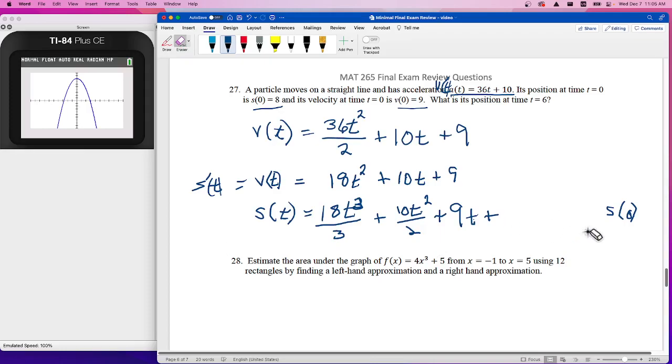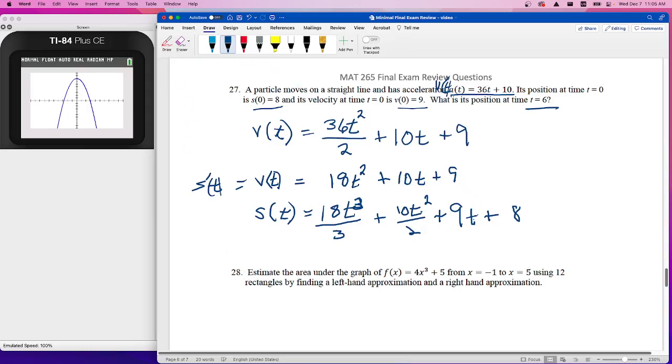So again, let's save ourselves a little space. You'll see why I don't like t's. My t's often look like a plus sign, but that's the function we have. Now they ask us, when t is 6, what is the position? Well, we just plug in 6 for t and we will get its position. Give a little bit more room.